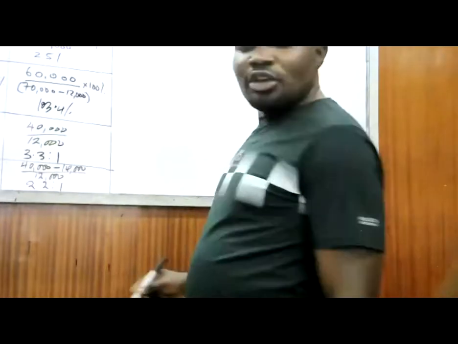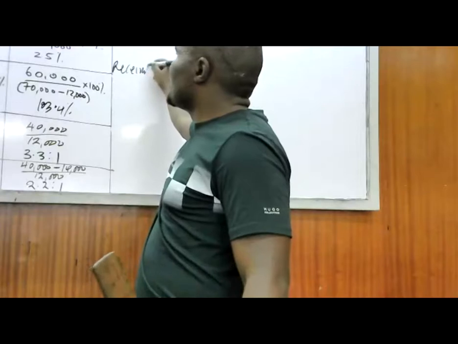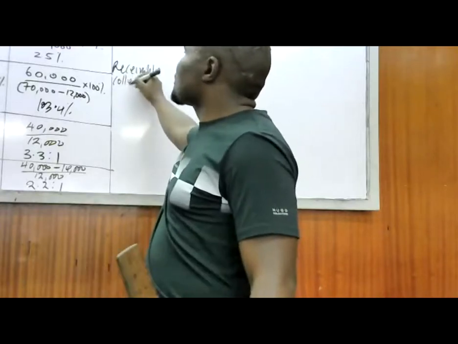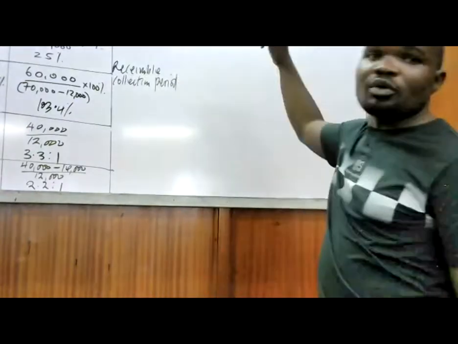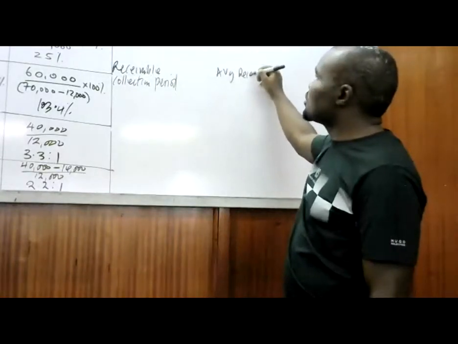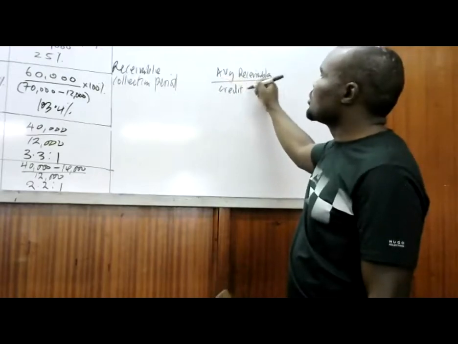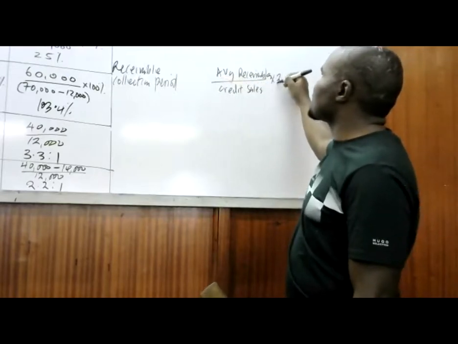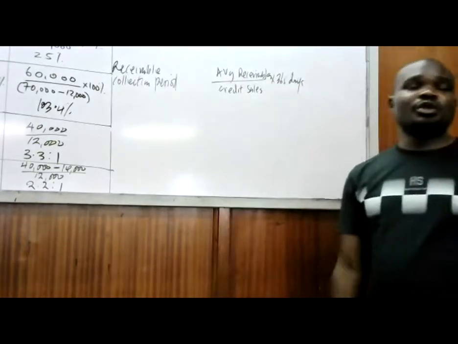Aya, sawa. So let me join you here. Nini tunaangalia? Receivable collection, collection period. Collection period itakuwa average receivables divided by annual credit sales multiplied by how many days? 365 days. I hope umekanyaga hiyo formula.